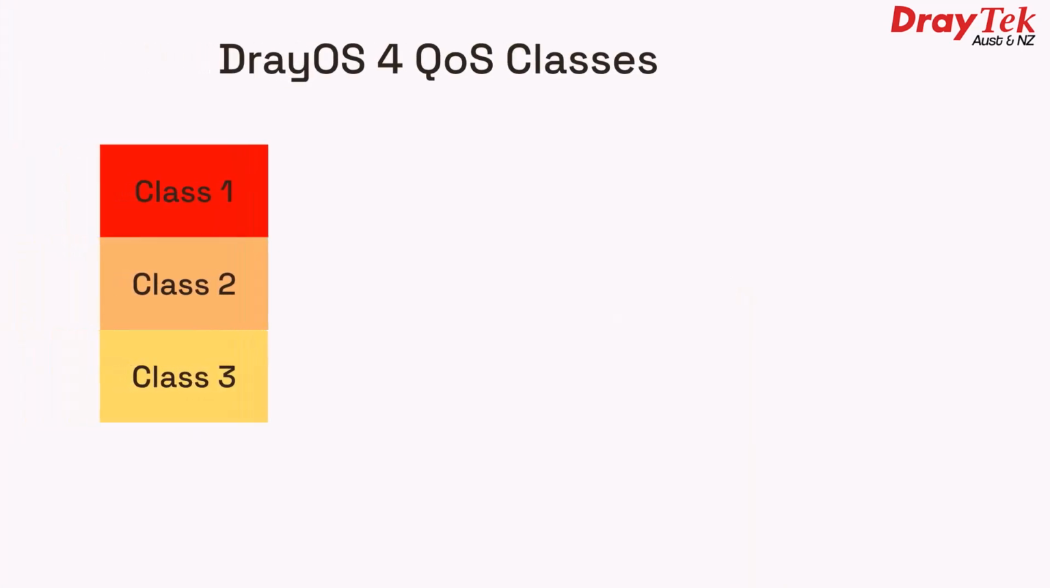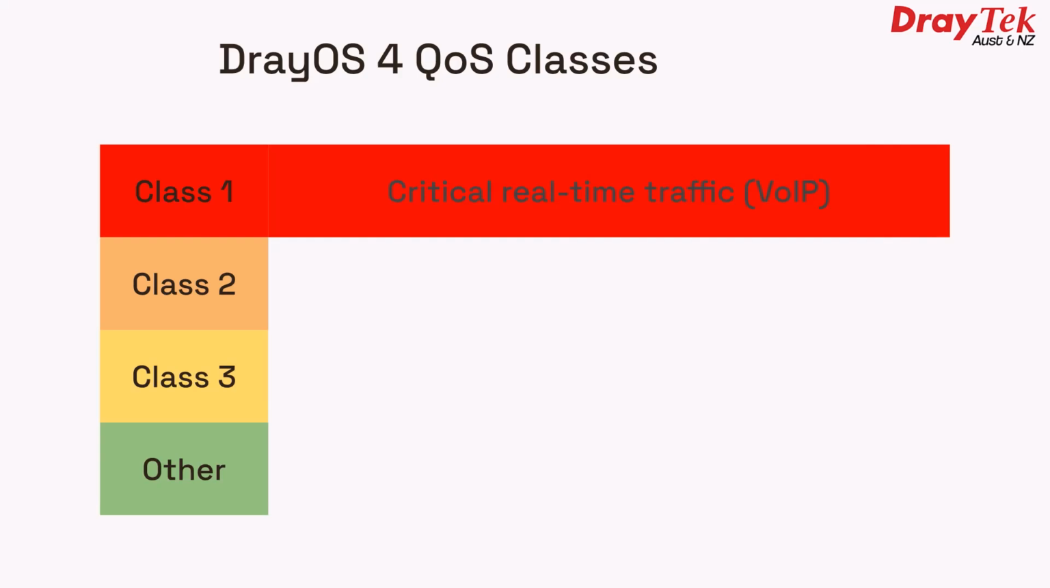DrayOS 4 supports three primary QoS classes for traffic prioritization. Any traffic that is not assigned to one of these classes will automatically fall into the other category. Class 1 is the highest priority and is typically used for critical traffic such as VoIP or real-time applications that are sensitive to delay and packet loss.